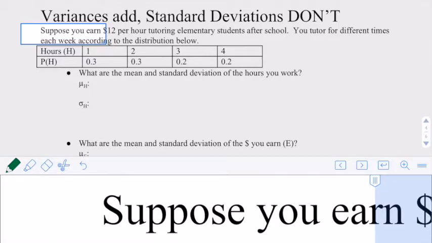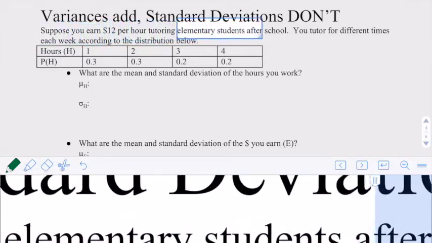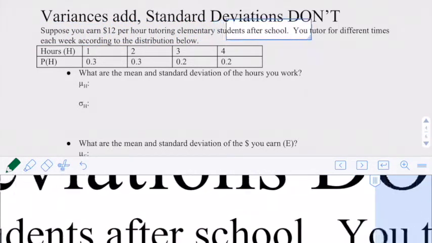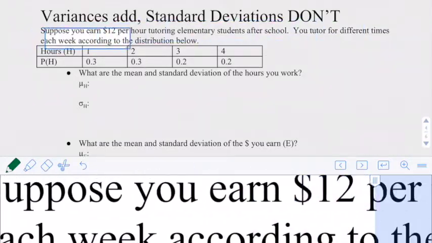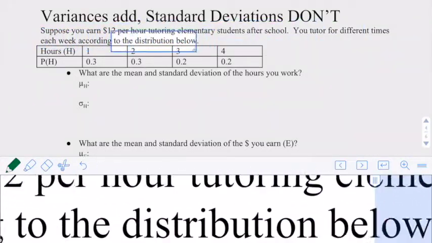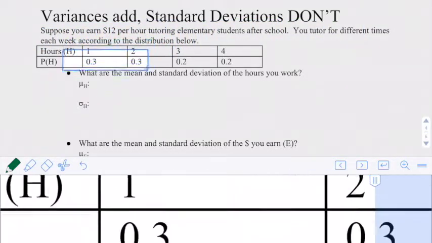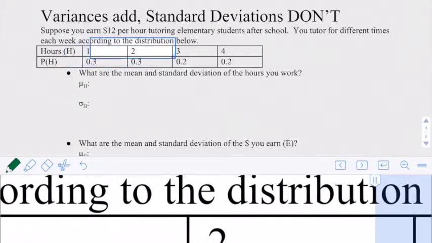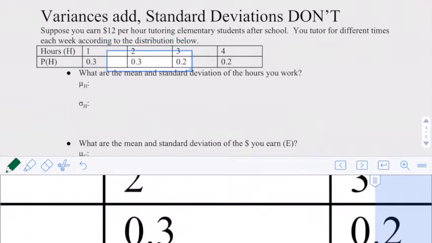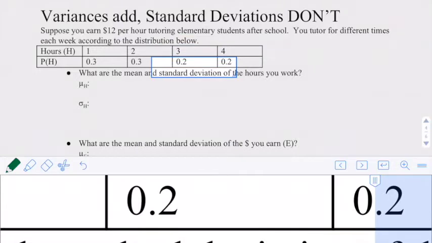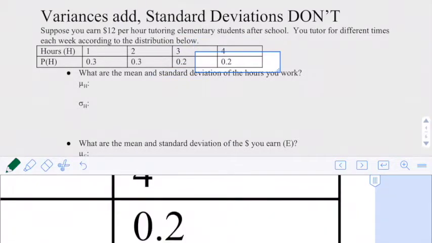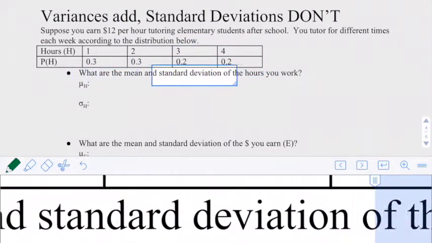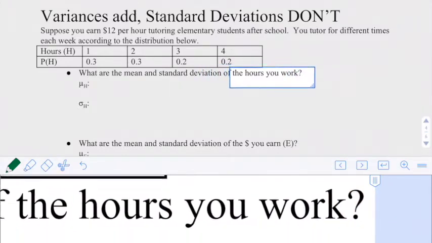So suppose you earn $12 per hour tutoring elementary school kids after school. You tutor for different times each week according to the distribution below. So sometimes you tutor 1 hour, that's about 30% of the time. 2 hours is 30% of the time. 3 hours is 20% of the time. And 4 hours is 20% of the time. What are the mean and standard deviations of the hours you work?